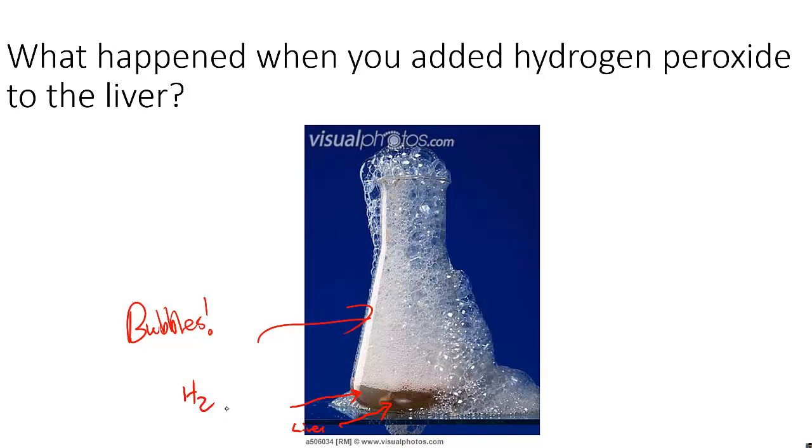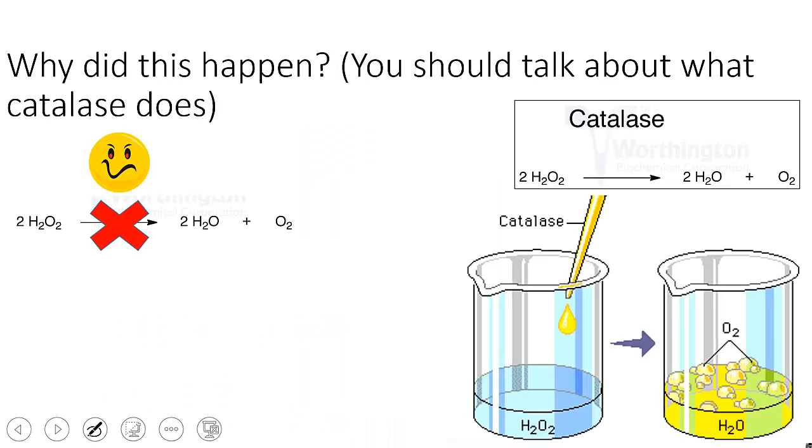and the hydrogen peroxide, which is H2O2. So we had a bunch of bubbles come out. That's what happened when we added hydrogen peroxide. Now, why did this happen? Well, catalase is an enzyme, right? Here's what it does.